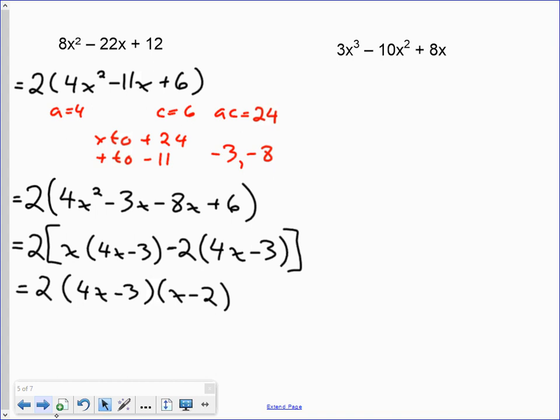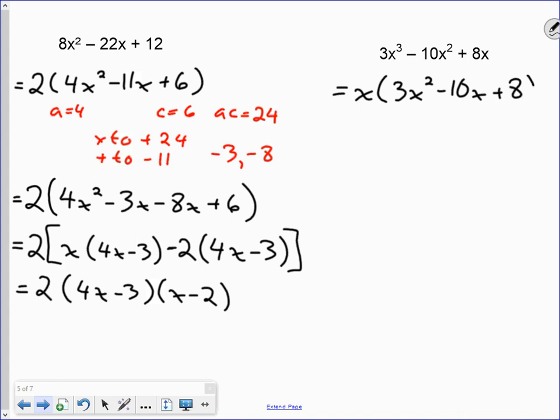Okay, so we'll take a look at our next one here. 3x cubed minus 10x squared plus 8x. Always check to see if we can common factor it first. So is there something that is common to all three of these terms? Yes, they all have an x in them. So let's factor that x out. 3x squared minus 10x plus 8. When we do that, we are left with something that we can factor as a trinomial.